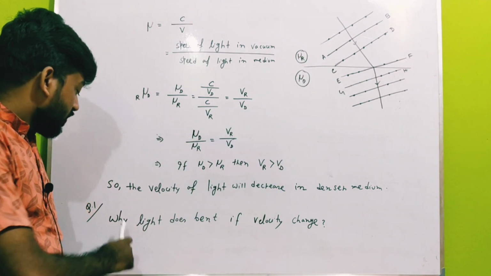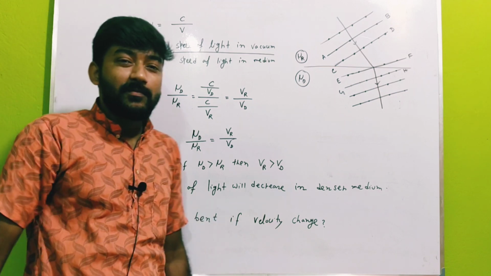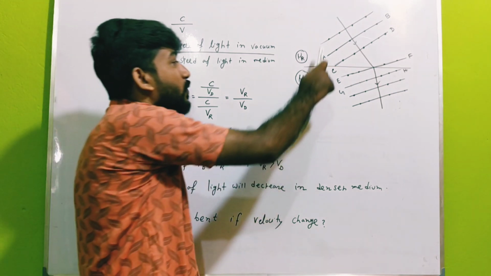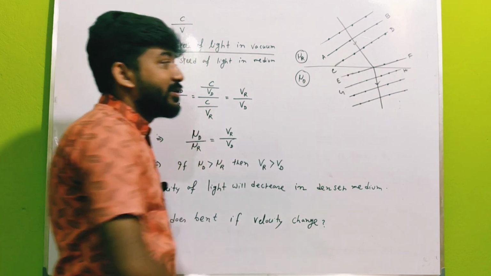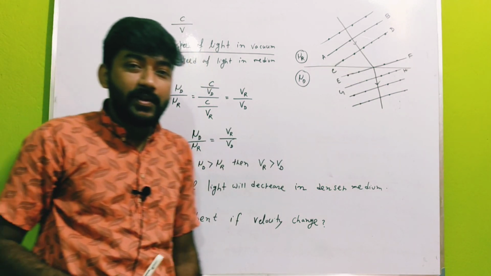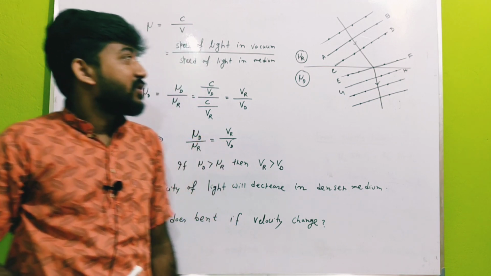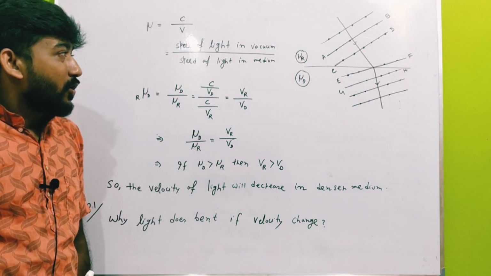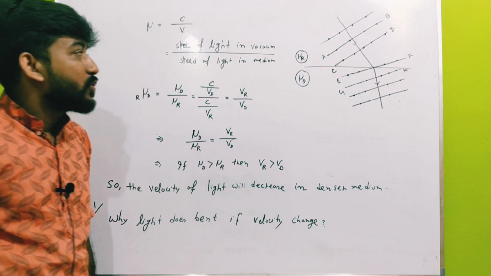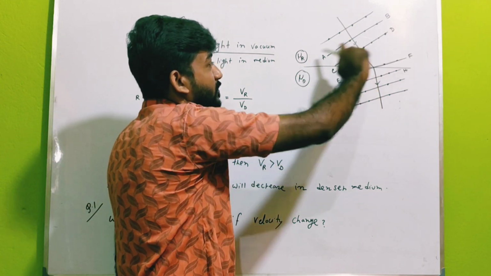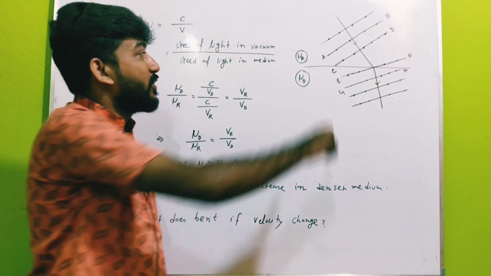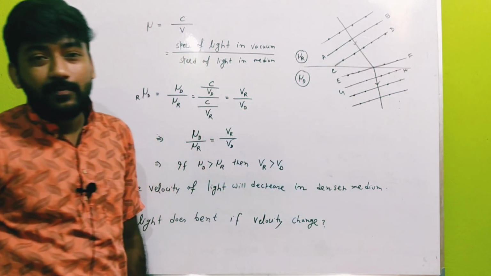But the question is, why does light bend if velocity changes? The big question is, why does light bend when velocity changes? And it can be well explained by using a simple analogy. I can use the light ray as a light wave, and these are the plane wave fronts. I have shown in this figure that these are plane wave fronts.